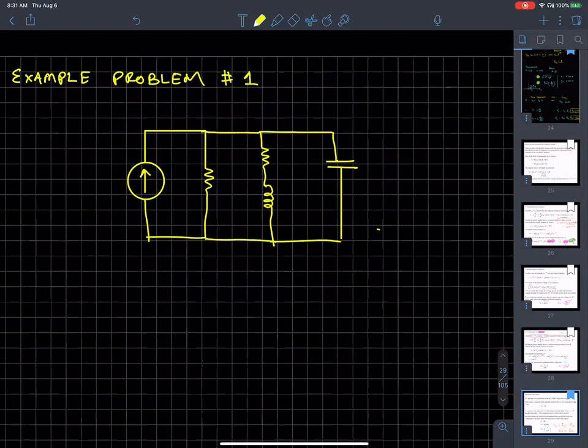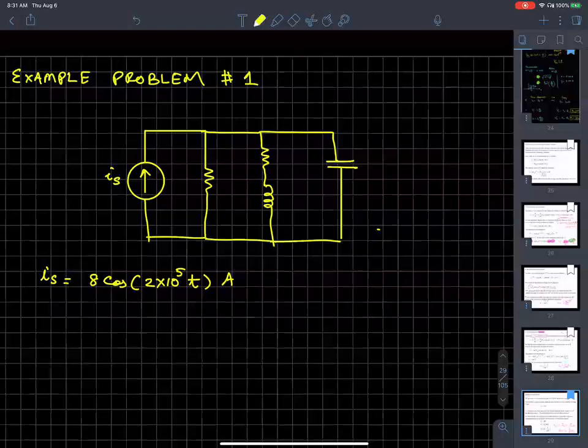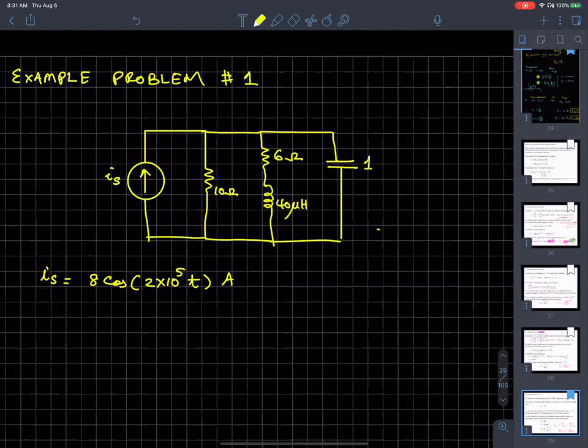The first problem, the question is, the current of this current source IS is given to be 8 cosine 2 times 10 to the 5 t amperes. The current is given for this source. The values of the resistances are given: 10 ohms, 6 ohms, 40 microhenry, and then 1 microfarad.